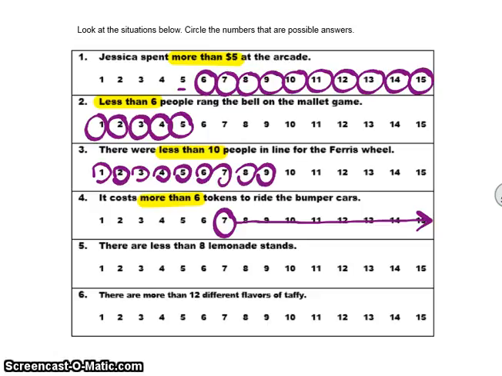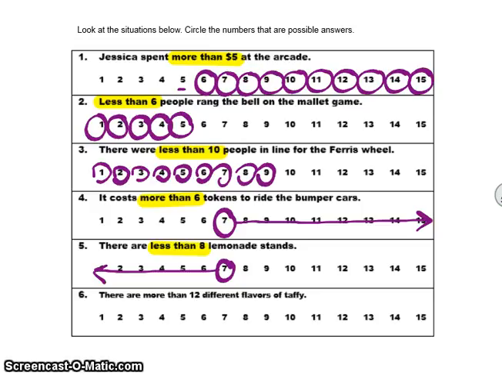We're going to be doing our graphing equations just like this today. So make sure that more than 6, it starts at 7 and it includes all those numbers to the right of it. Number 5, there are less than 8 lemonade stands. So less than 8. Well, the first number that's less than 8 is 7. And it includes all the numbers that are less than 8. So I want to draw a line through all those lines. Make sure that you have an arrow at the end of your line.